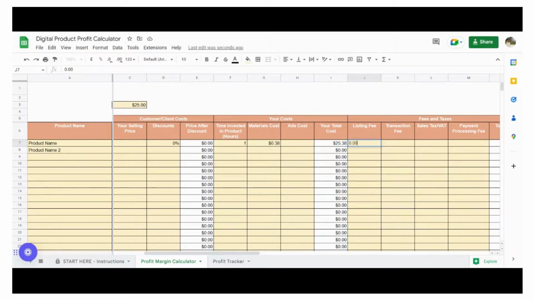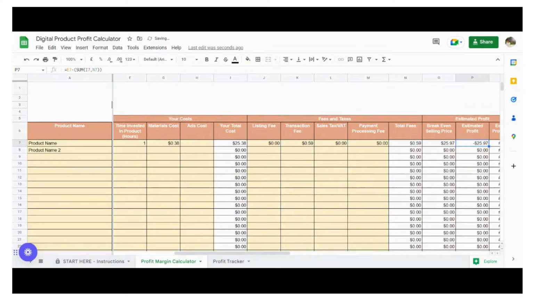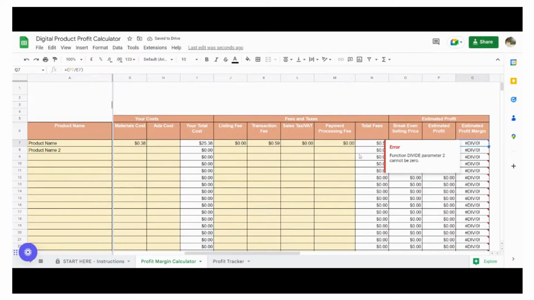Next, I add on any fees and taxes that I need to pay for the product. I list my product on my website, so there's no listing fee there. And for transaction fees, I use Stripe and have added the amount that I would pay for this. So you can see once these numbers are filled in that it returns a break-even selling price.